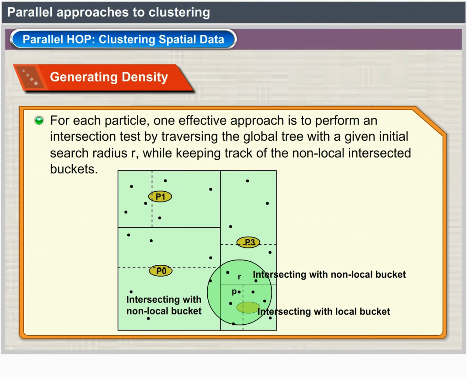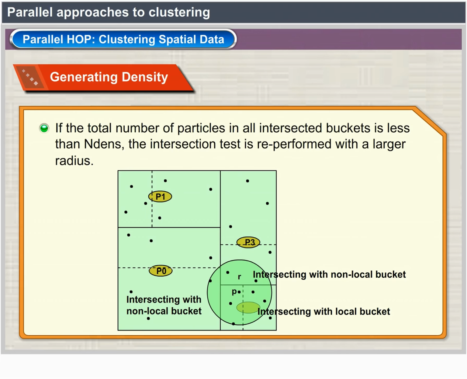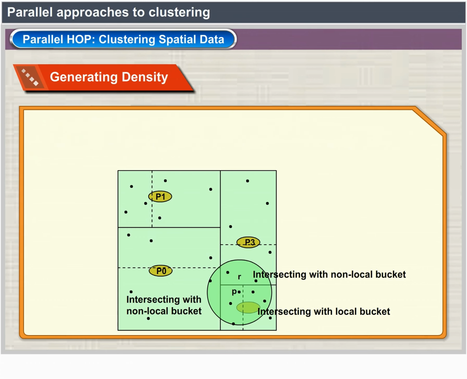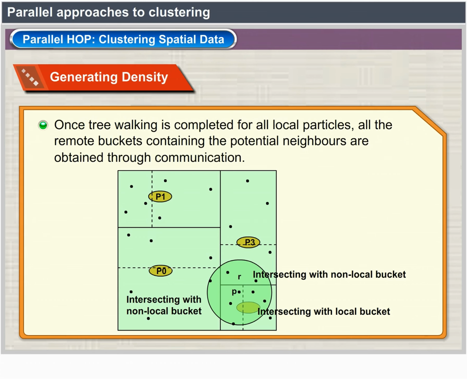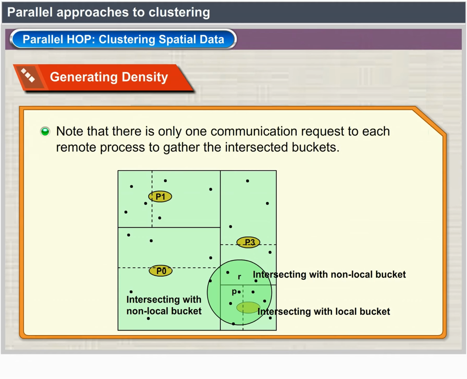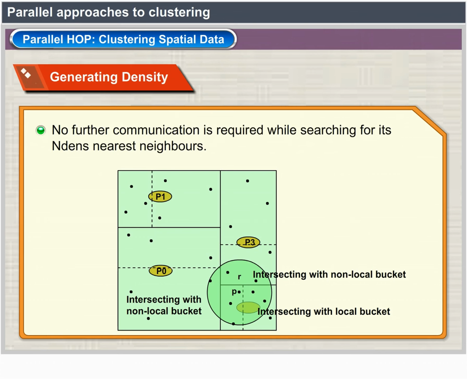If the total number of particles in all intersected buckets is less than n_dense, the intersection test is reperformed with a larger radius. Once tree walking is completed for all local particles, all the remote buckets containing the potential neighbors are obtained through communication. Note that there is only one communication request to each remote process to gather the intersected buckets. No further communication is necessary when searching for the n_dense nearest neighbors.